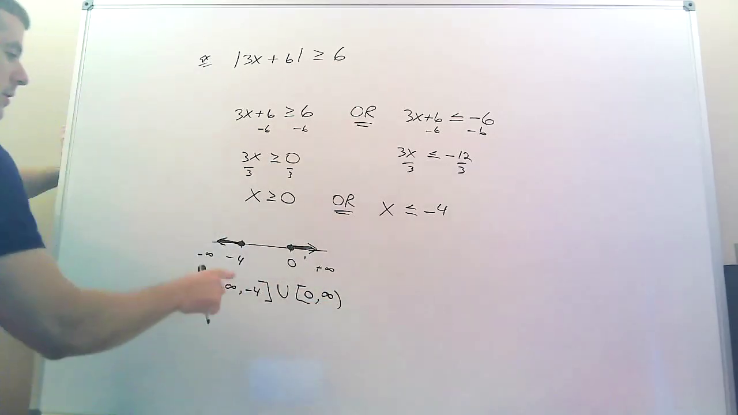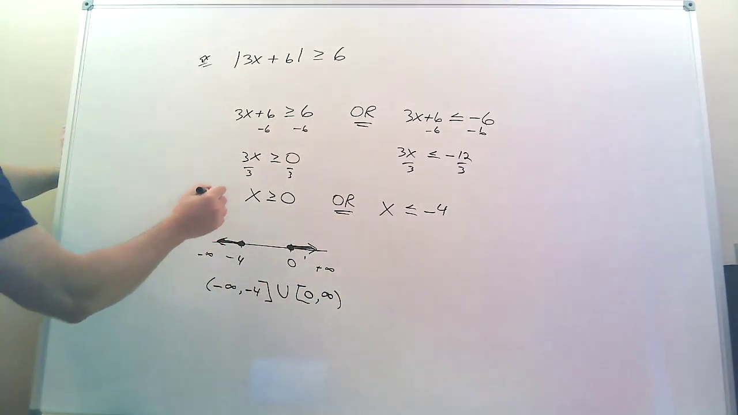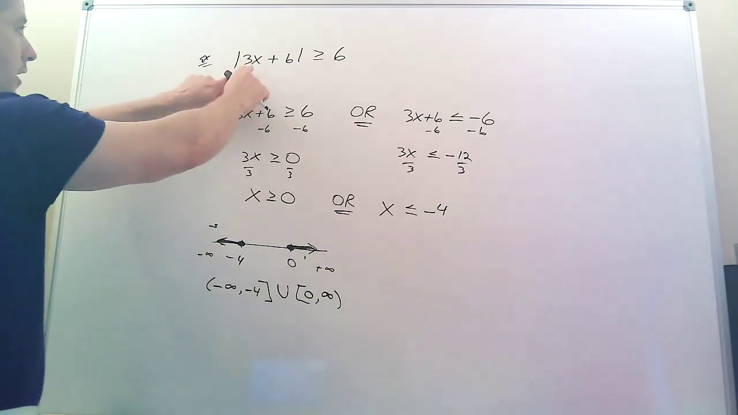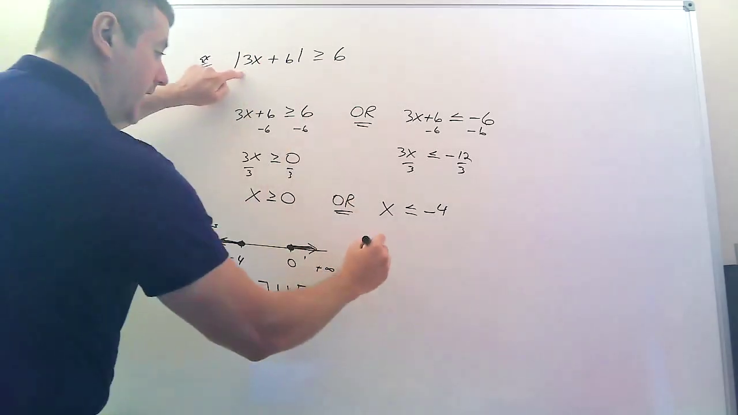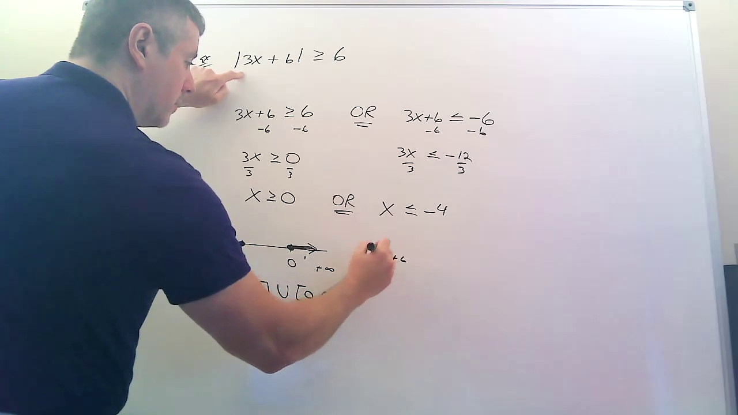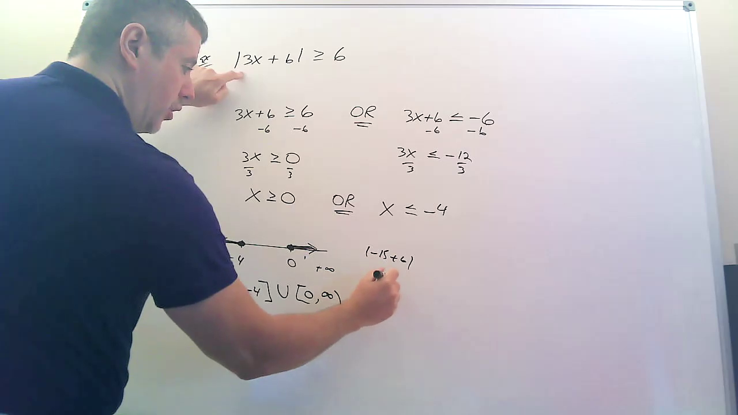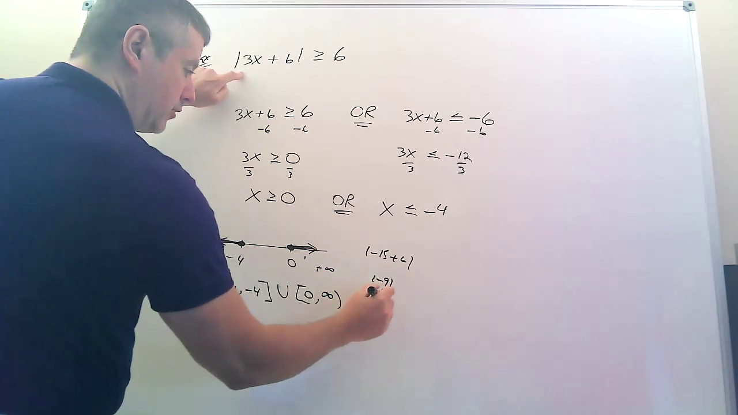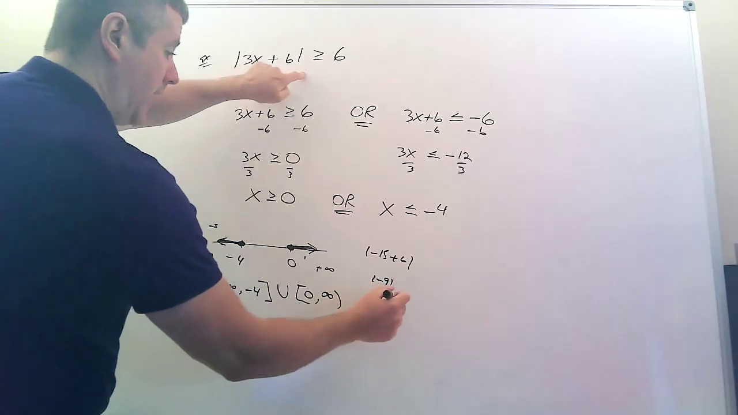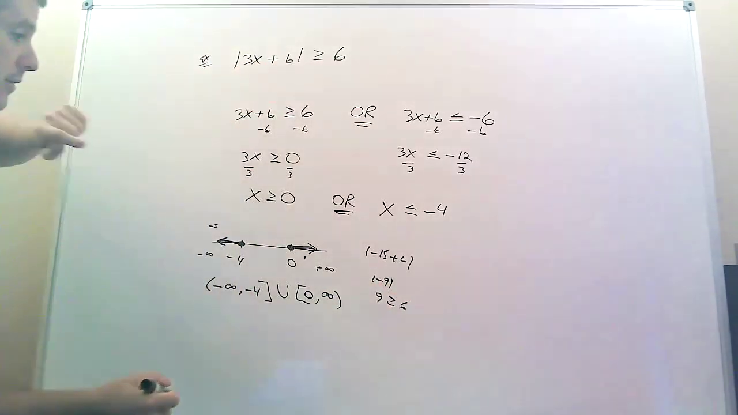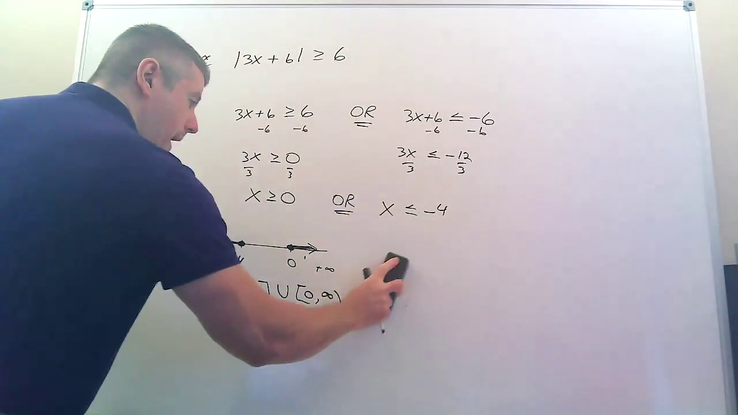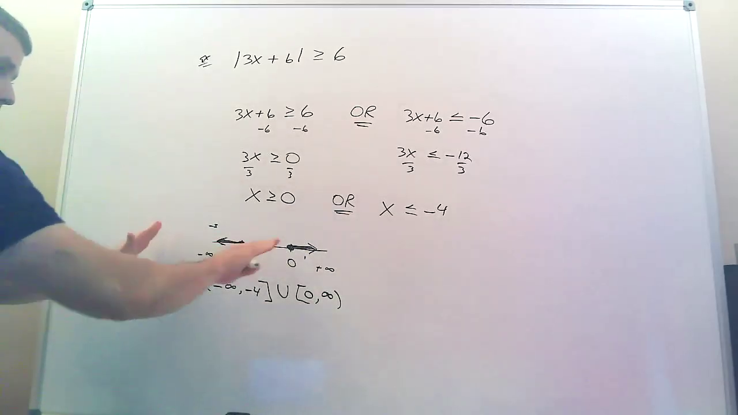Now I'll try a different number. I'll try -5, just to show you that it works. You don't have to check this. 3 times -5 is -15, right? You owe me 15, you pay me 6, that means you still owe me 9. And the absolute value of -9 is 9. And is that bigger than or equal to 6? It is bigger than or equal to 6. Any number that you pick out here and out there will work.